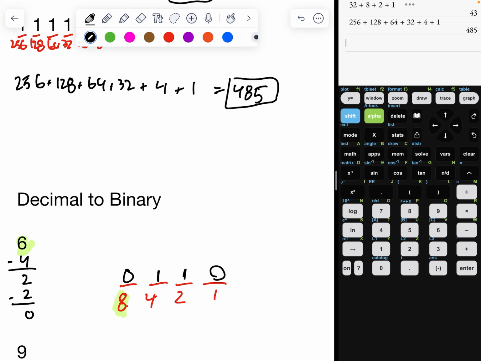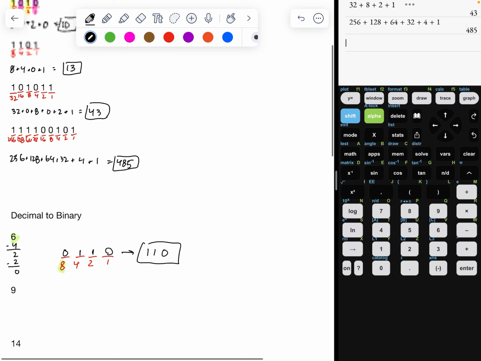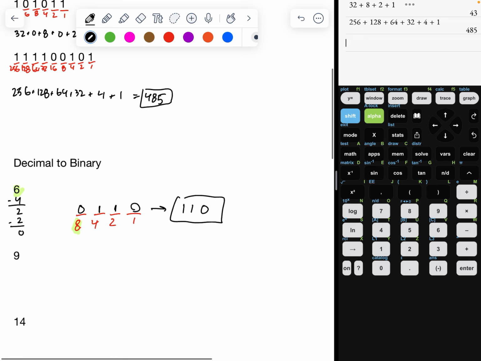In other words, I do need a 4, and I do need a 2, and look at that. Just like going forwards, 4 plus 2 is 6. So then the way I would write this is you can drop any leading zeros. This is 110. You do need that trailing 0, that last 0. That is important because that's the ones place.